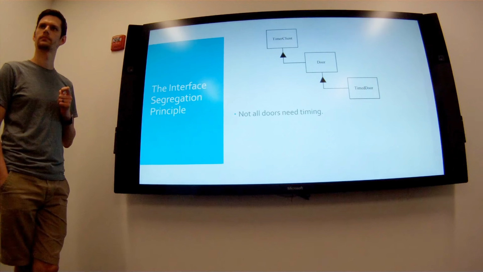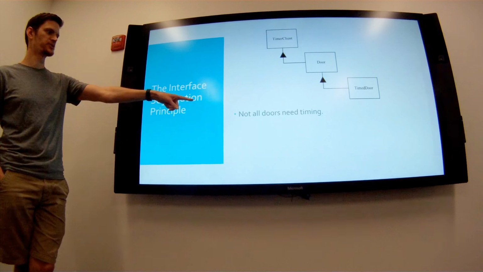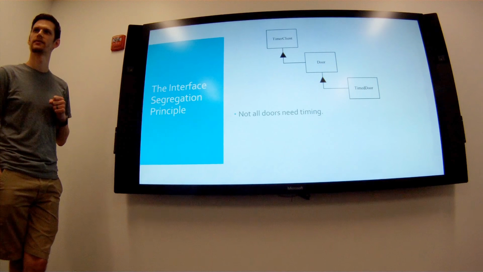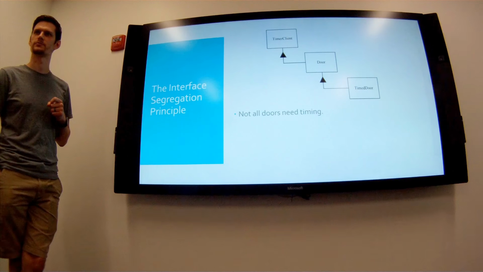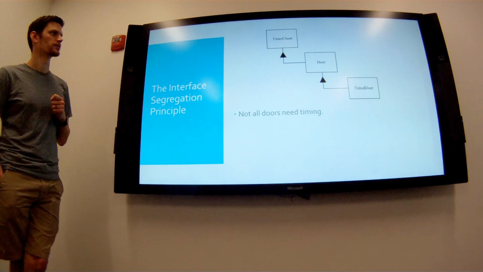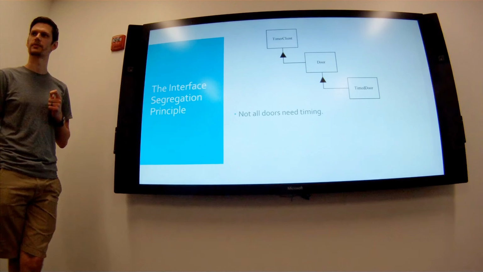Well, I'm not too happy with the inheritance scheme. Yeah. So one reason why we shouldn't be too happy with that inheritance scheme is because not all doors need timing. Right. So we've lobbed an extra responsibility into a type that has no concern with it whatsoever. So that would be one reason why we don't feel good about it. What other reasons might there be?